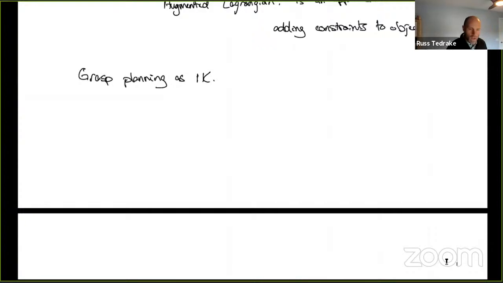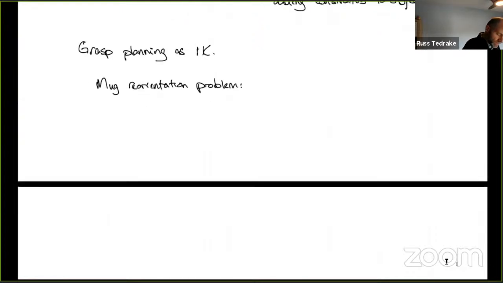Now, this is the stepping stone to full-on motion planning, but actually we can do a lot already with solving two inverse kinematics problems for the robot. So if you think about the mug reorientation problem, in some sense we have two IK problems.